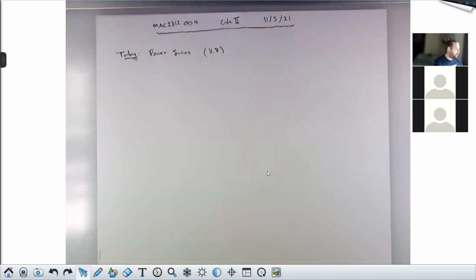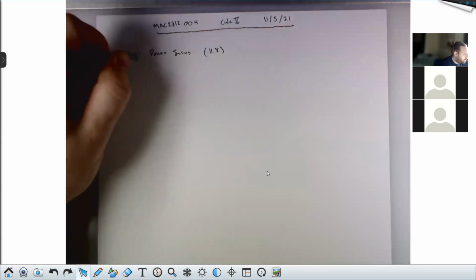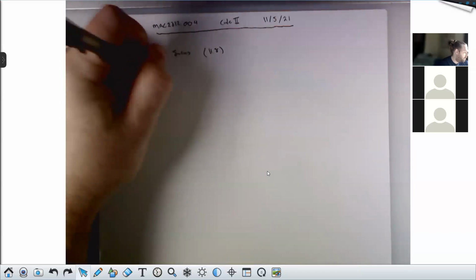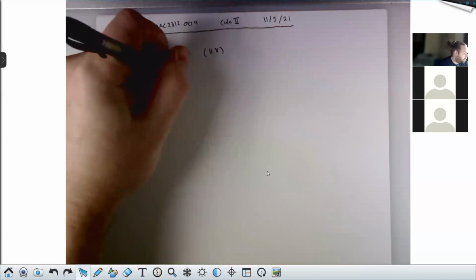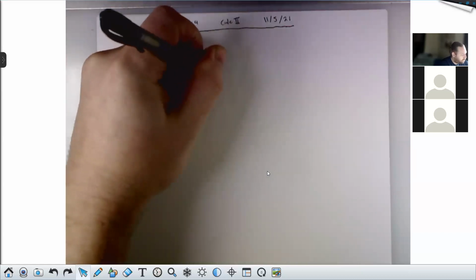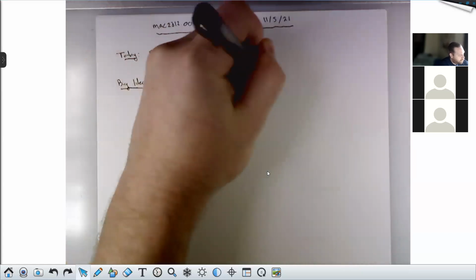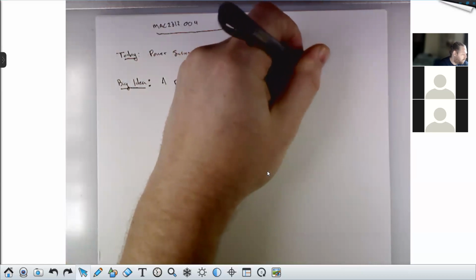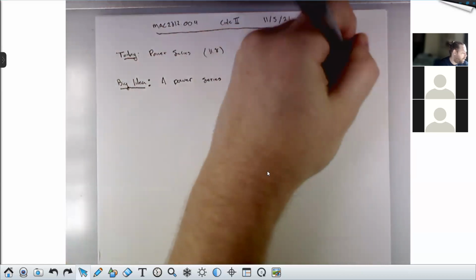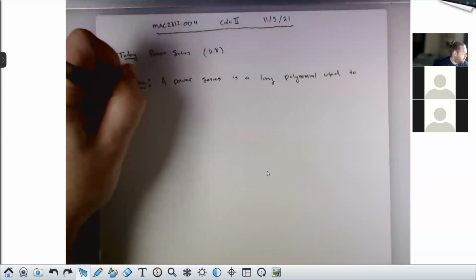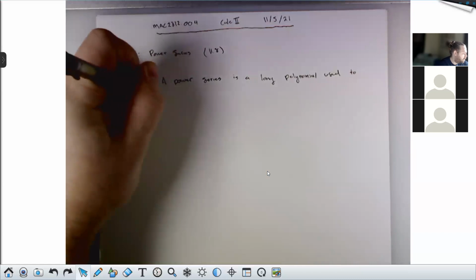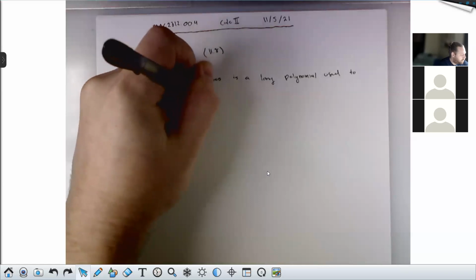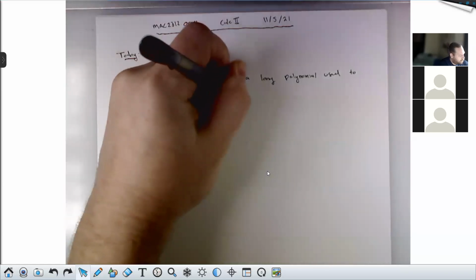But the thing I want you to keep in mind, the big idea, a power series is a long polynomial used to approximate, let's just say, a nice function near a point.